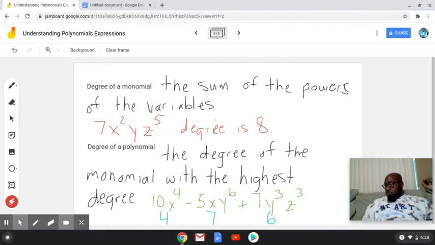Okay, so the leading term of a polynomial is the term with the highest degree, which would be this one. And the leading coefficient is the coefficient of the leading term. So the leading coefficient would be -5. Basically, I would write this over. I would say -5x to the 6, and then plus 7y to the third z to the third, plus 10x to the fourth. And that's how I will rewrite it over. Okay, all right, moving on.